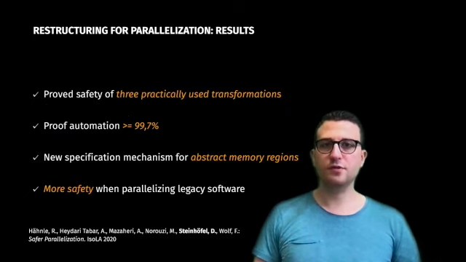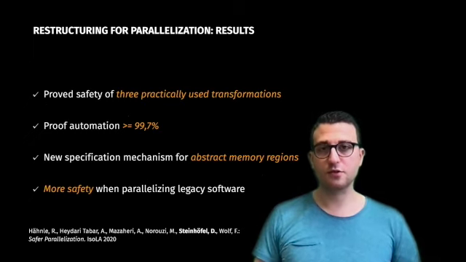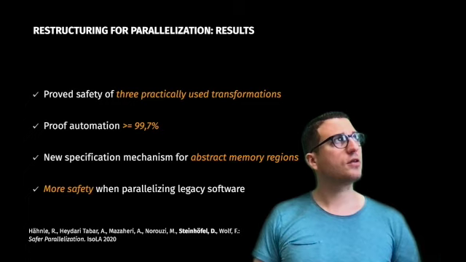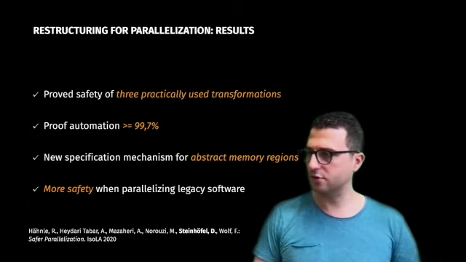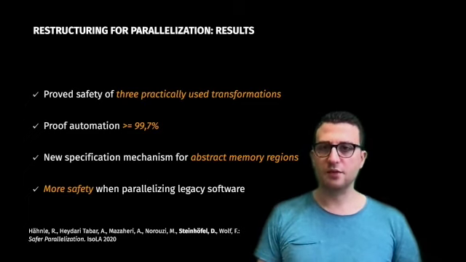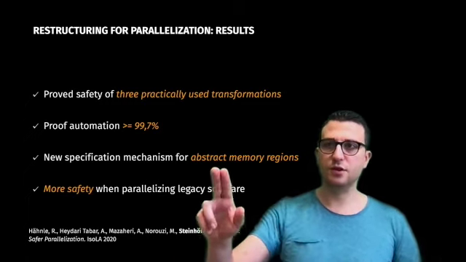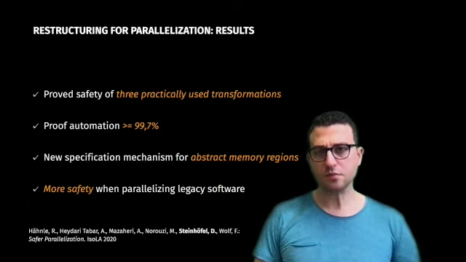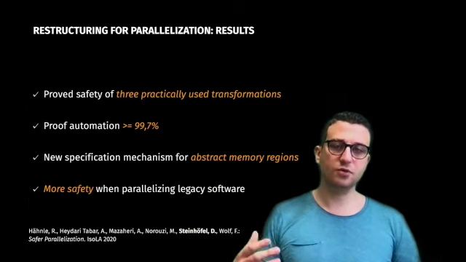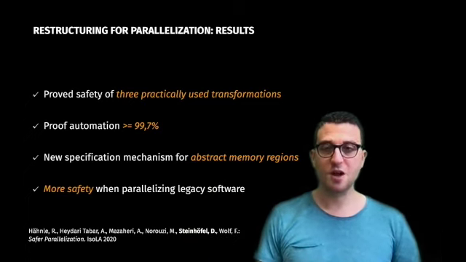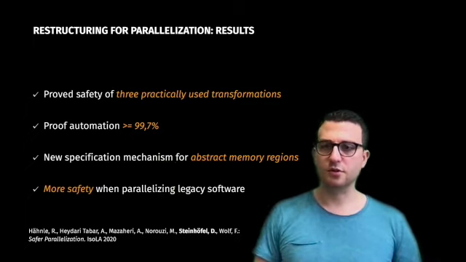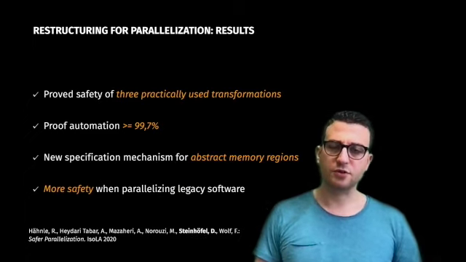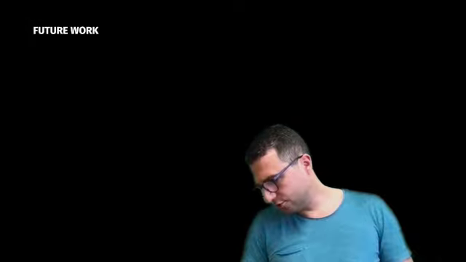We had a look at 3 of these regularly used transformations, which are quite complex. For instance, they deal with nested loops, like dividing memory structures in different regions. One of these is called, for instance, geometric decomposition. And for this example, I had to come up with a new specification mechanism for, as you see here, abstract memory regions, for which we don't yet have sufficient proof support. We don't have fully automatic proofs, but more than 99.7% automation, and we get, as I said, more safety for this parallelization.